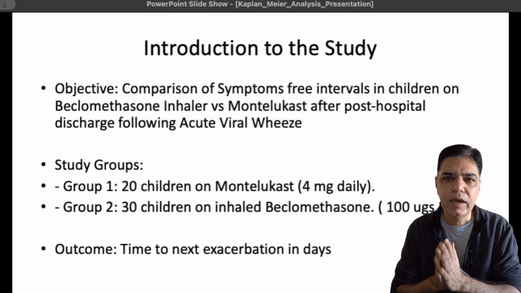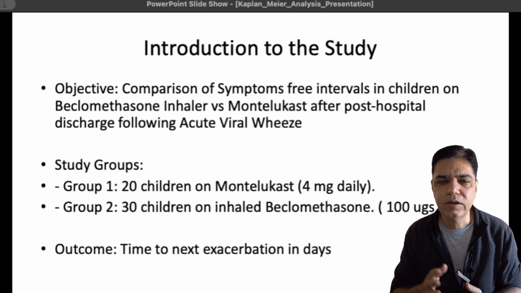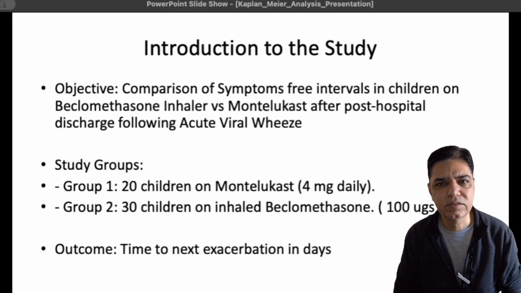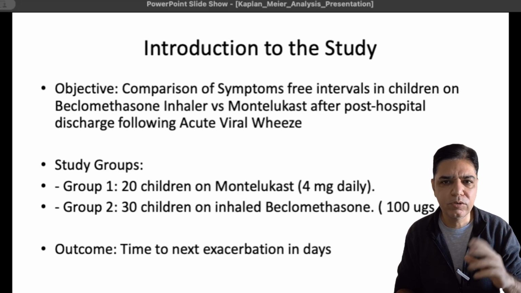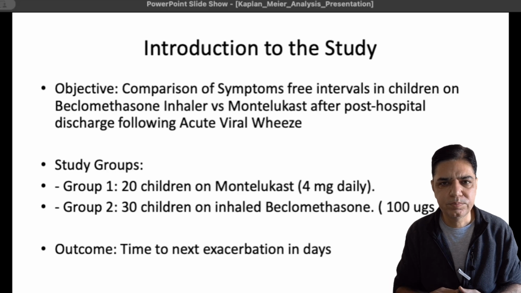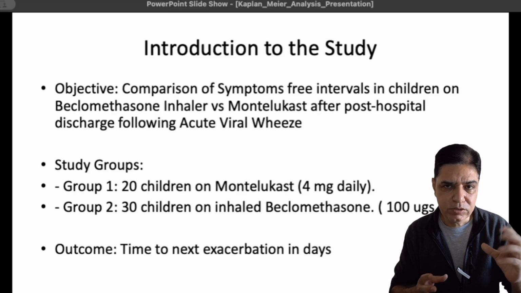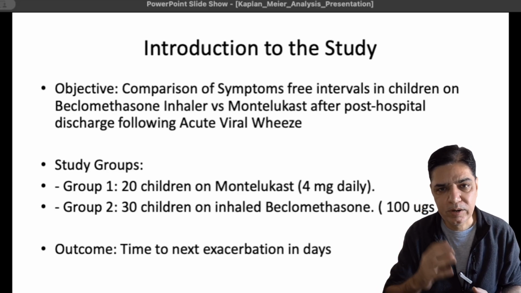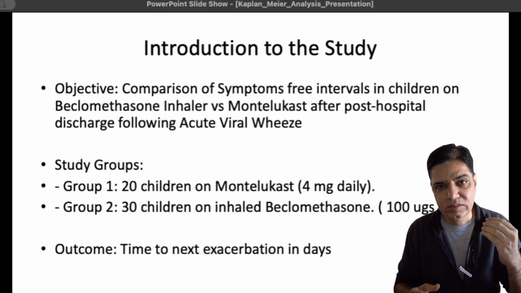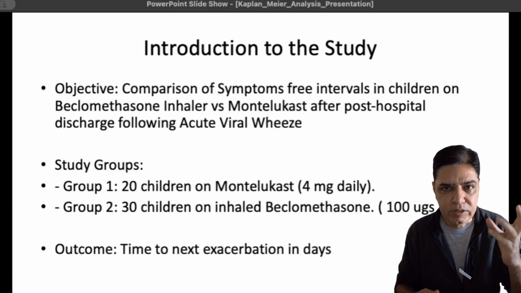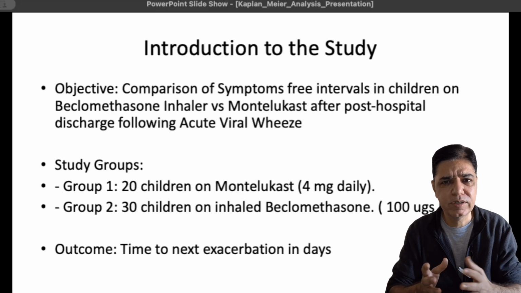And we take another group in which, instead of montelukast, we start you on inhaled beclomethasone, or Clenil, and you carry on with this for the next 6 months. So let's say we have 20 or 25 children enrolled in one group, and 25 or 30 in the other. Once they've been discharged, one group gets montelukast, the other group gets inhaled beclomethasone. Let's say over a period of time we have enrolled 20 kids in the montelukast group and 30 in the beclomethasone group, so 50 children overall in this study.